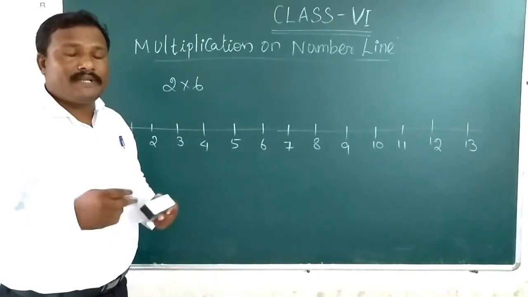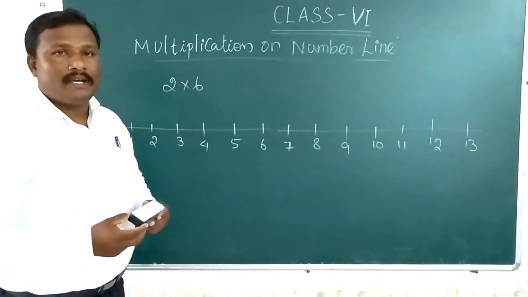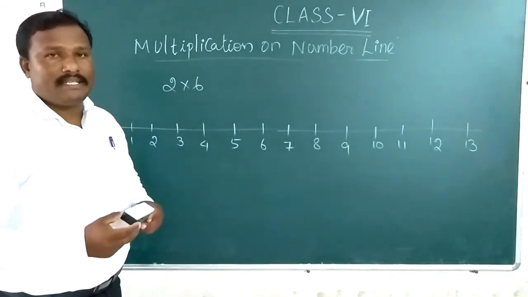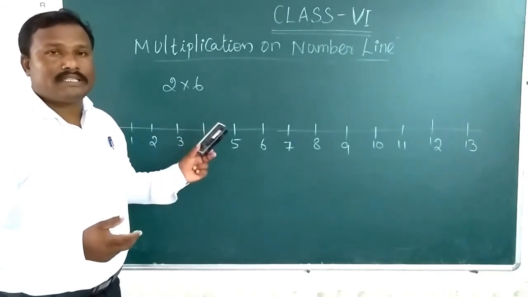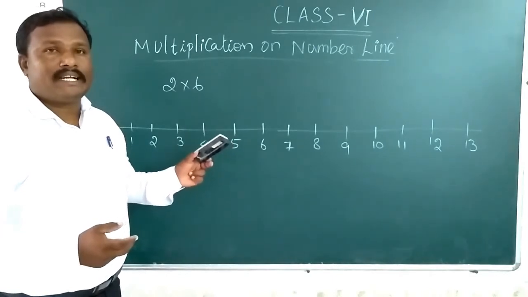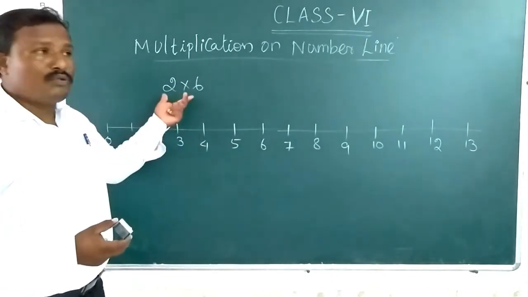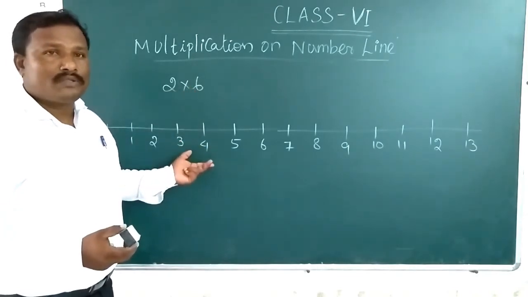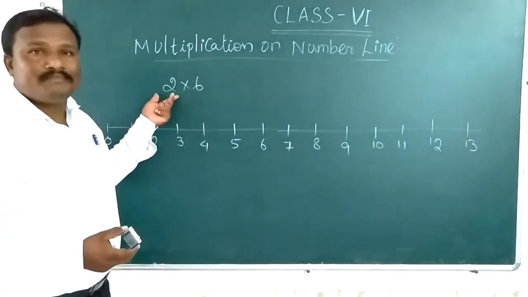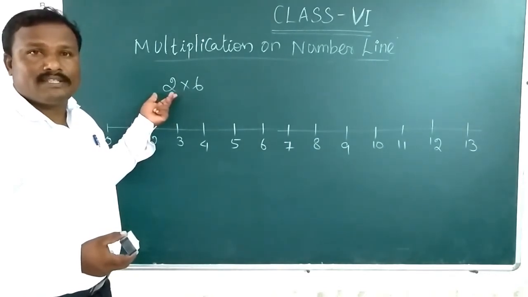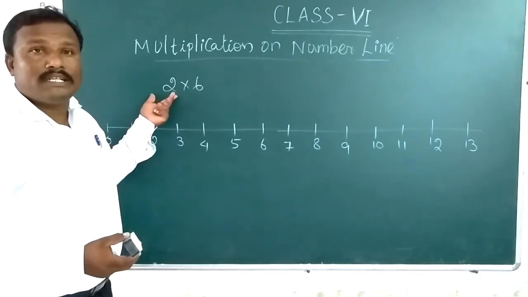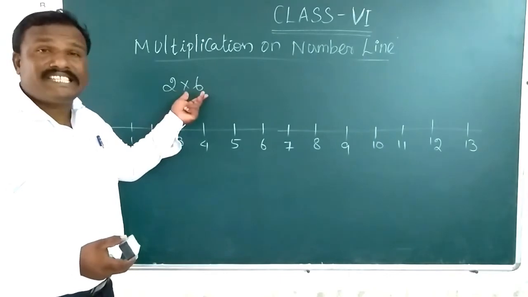Okay students, let me take another example. Listen carefully. How to multiply a number by using a number line. Now I want to multiply 2 into 6 by using a number line. So listen carefully. The first one is a unit distance. So for each jump we have to give 2 units distance. With 2 unit distance we have to jump 6 times.